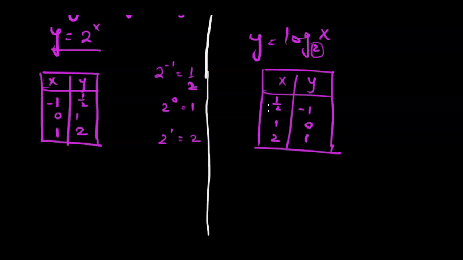When you reciprocate the base, your y value will always be -1. When your x is 1, your y value will be 0. When your x is the base itself, your y value will be 1. You can find this out by putting this in the calculator. So log to the base of 2 of half will give you a -1. Log to the base of 2 of 1 will give you a 0, and log to the base of 2 of 2 will always give you a 1.